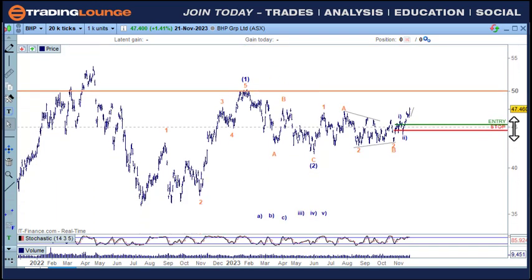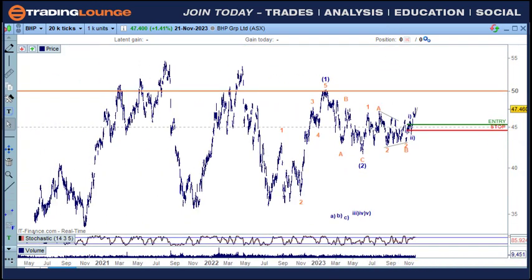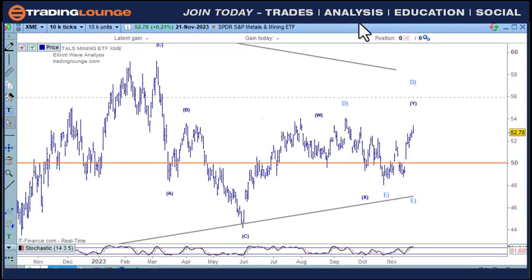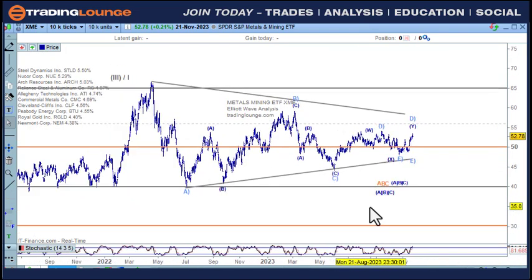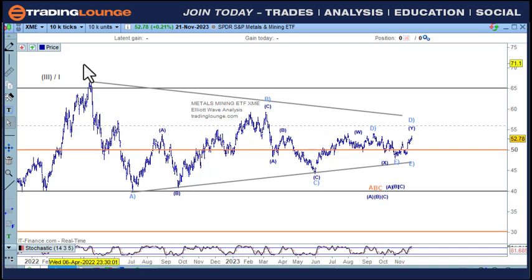We could be in a larger triangle pattern here in terms of what we're seeing in XME. We didn't really get to have a look at that. Where's that chart actually? Yeah, the XME here. So there's two things that can go on here with the XME: we can go an A and a B and a C and a D and an E here and be done with it, and then we're in a bullish market, right?